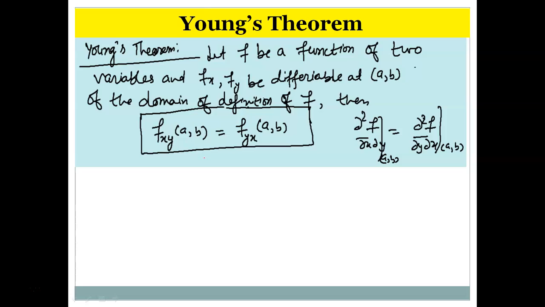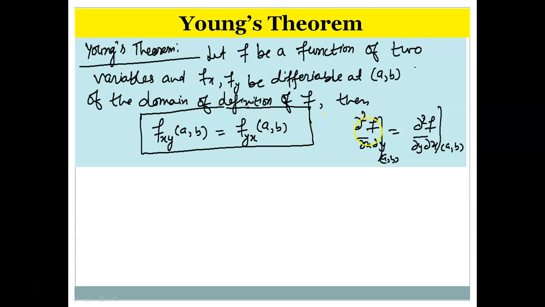First, the statement of Young's theorem. Let f be a function of two variables, and let fx, fy be differentiable at point (a, b) of the domain of definition of f. Then the second order partial derivative f_xy(a, b) is equal to f_yx(a, b).